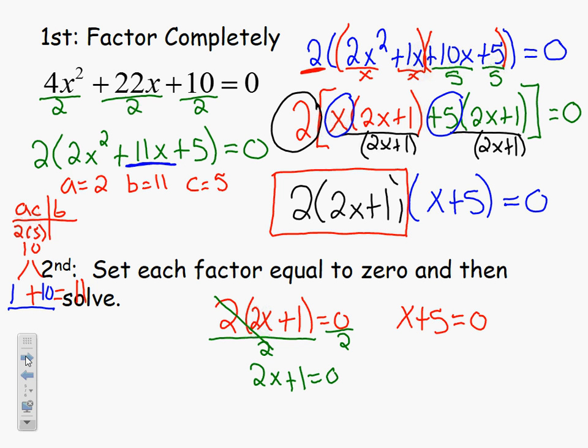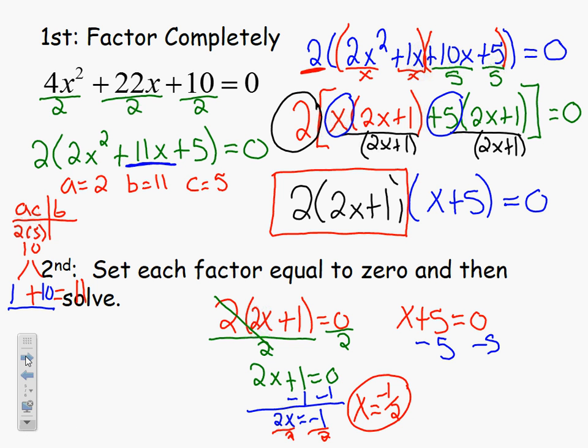Now I'm going to solve this for x, so I'm going to subtract 1 from both sides. So I get 2x equals negative 1. Now to solve this one out, just divide by 2. So for my first one, I have x equals negative 1/2. So that's one of my solutions. My other one, I'm going to come over here, get x by itself, subtract 5 from both sides, so x equals negative 5. So x is either going to equal negative 1/2 or negative 5.